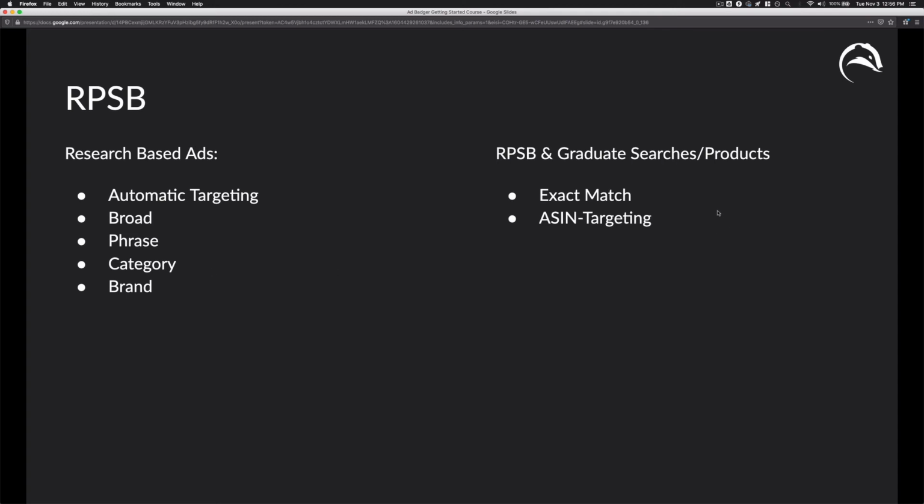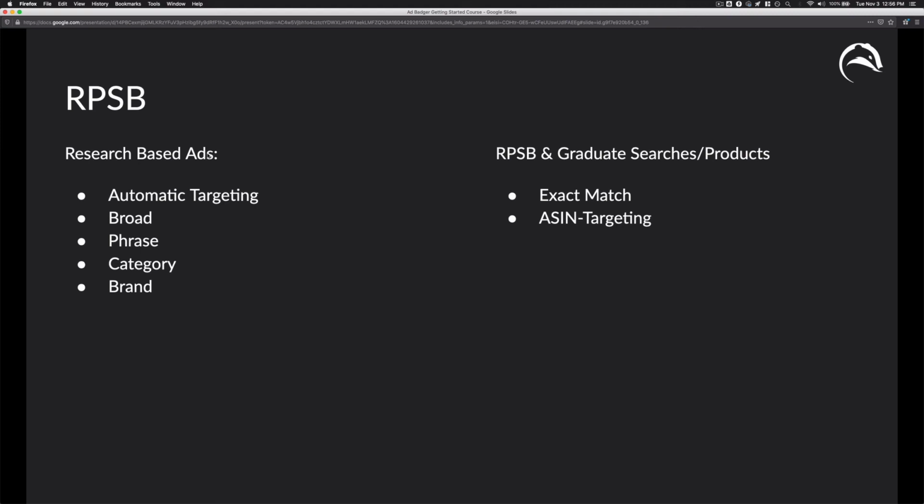and there are sort of exact ads. So what I mean by this is research-based ads include things like automatic targeting. That's where you're going to be showing up for a wide variety of searches and getting impressions on a lot of different products. There's broad match. That's where you type in a keyword and you show up for a wide variety of things. There's phrase match. That's where you show up for phrases related to your keyword. There's category targeting. There's brand targeting. So there's all different kinds of targeting where you're going broad. You're casting a wide net.